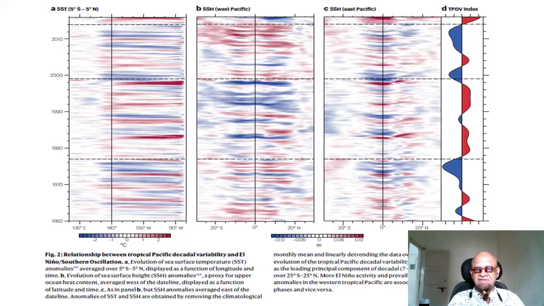More El Nino activity and prevailing negative heat index anomalies in the western tropical Pacific are associated with positive TPDV phases and vice versa. Of course, people argue whether we have long enough data to even capture 70-year cycles, because you need to have a few cycles in the data before you can claim a 70-year variability.